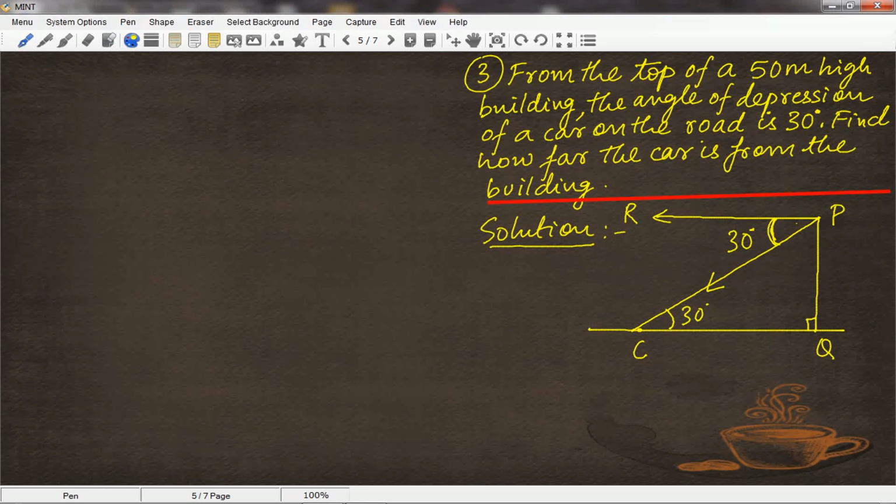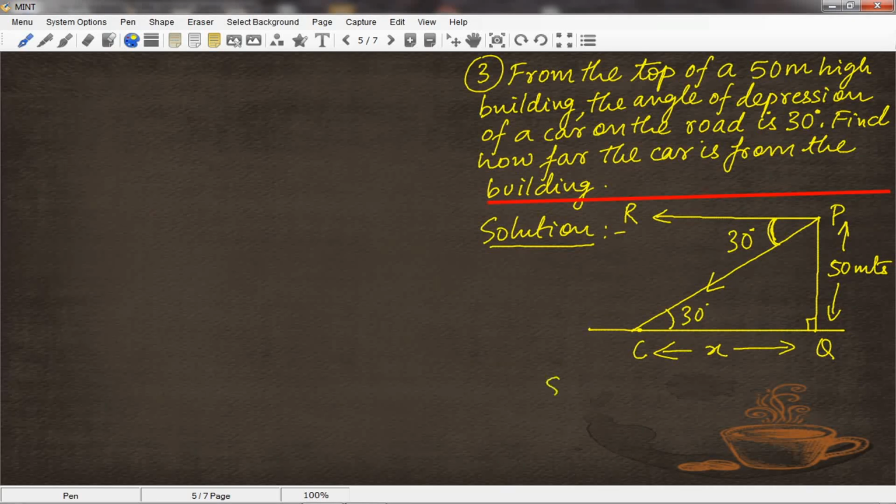अच्छा, height of the building दिया हुआ है आपको. What is the height of the building? 50 meters. और आपको निकालने क्या बोला है? How far the car is from the building, यानी CQ. Let's say this is x. CQ निकालना है आपको. तो ये डायग्राम बनेगा एंगल ऑफ डिप्रेशन से रिलेटेड ऐसा.